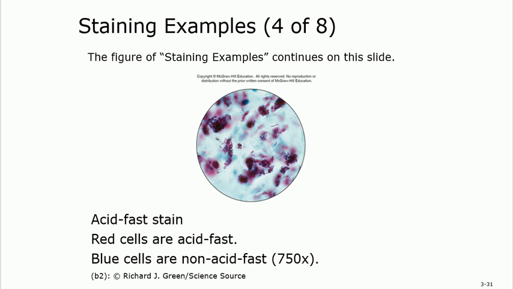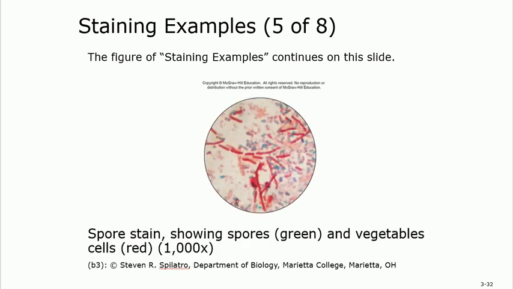Here is an example of TB, which is acid-fast. If it is red, it is acid-fast. If it is blue, it's non-acid-fast. So obviously the TB will be the red ones because it is acid-fast. Here is staining the spores. You see the rods, the red rods here. So this is staining the rods.